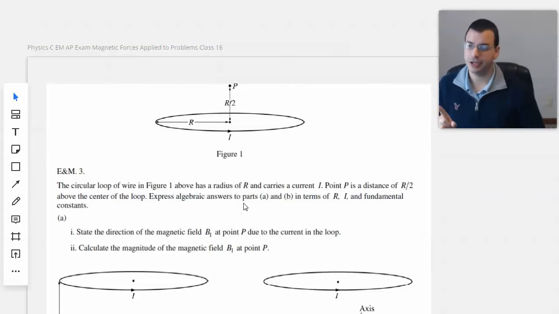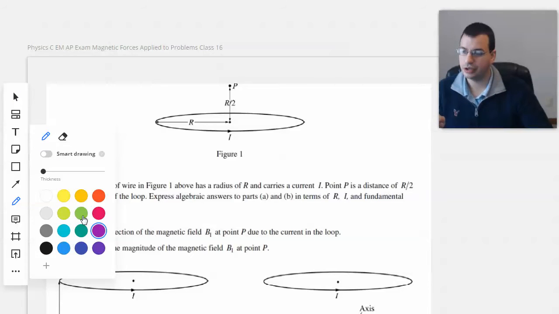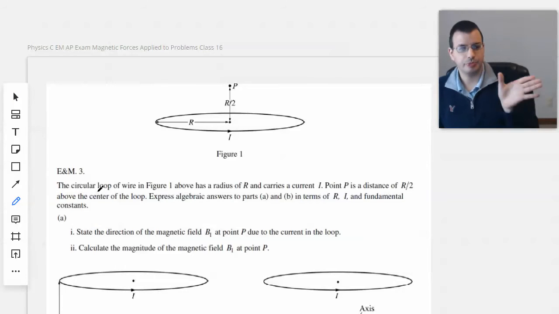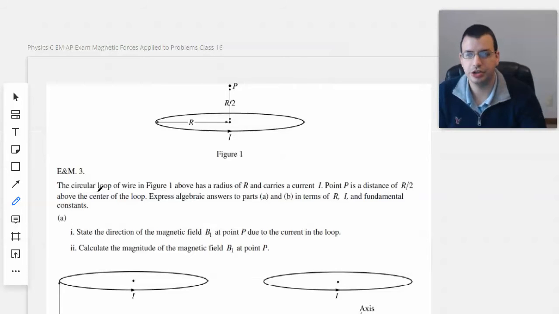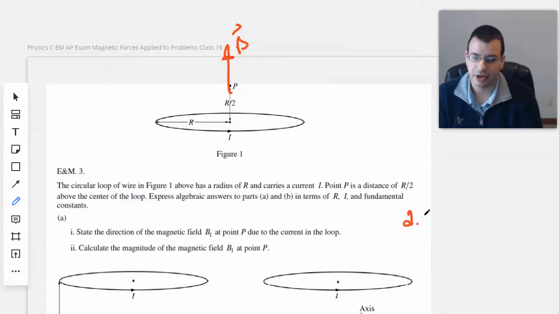So this is the right-hand rule. Fingers in the direction of the current, wrap it around the loop, and the thumb points upwards. So then we have the magnetic field going up. So A, part one: upward.